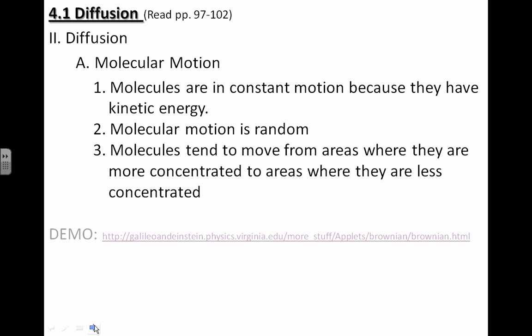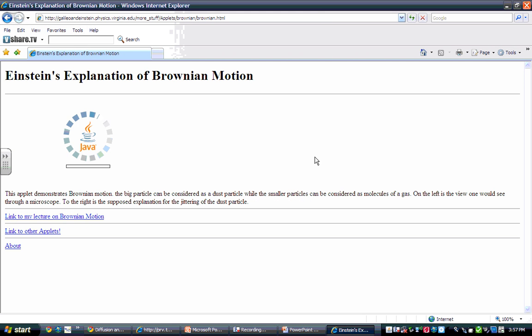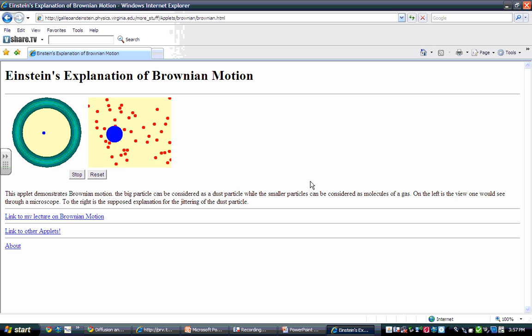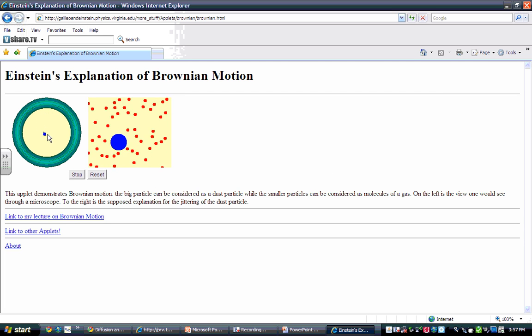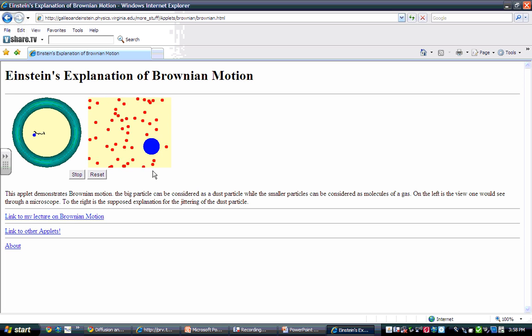I'm going to load up a demonstration on the screen here that's going to show the movement of a dust particle in relation to the gas molecules around it. Notice in this little Java applet, this blue dot is supposed to be a dust particle. If we zoom in at the molecular level, the dust particle is being bombarded by gas particles. So the random movement of that dust particle is a result of the random motion of the gas particles that are colliding with it.